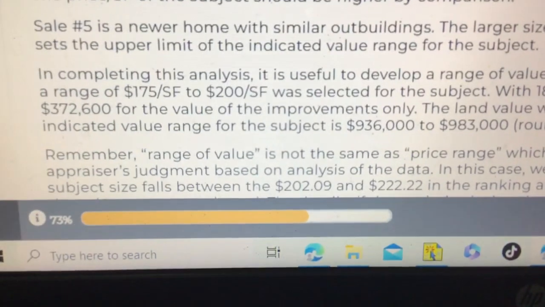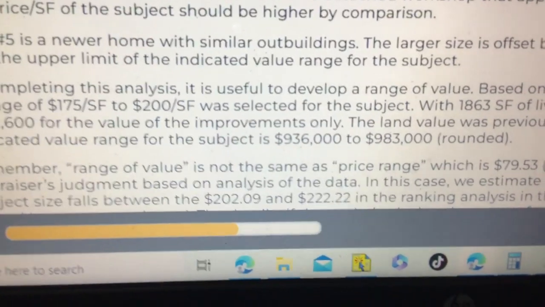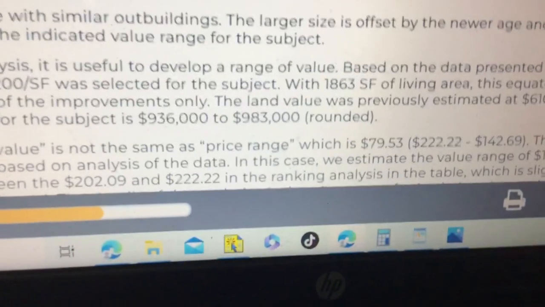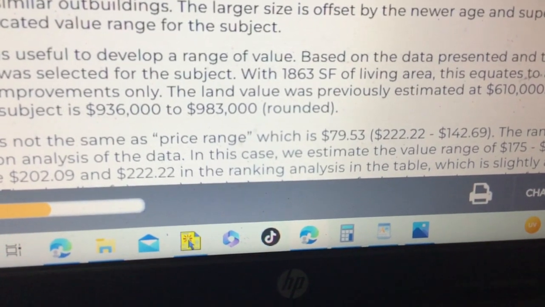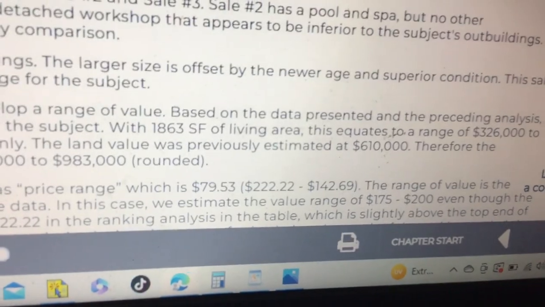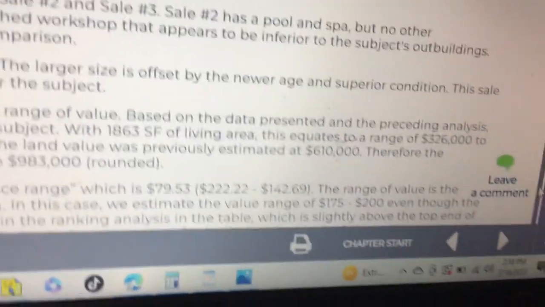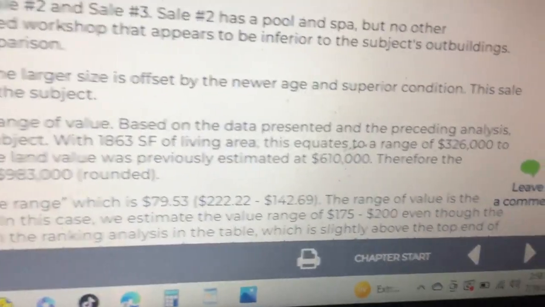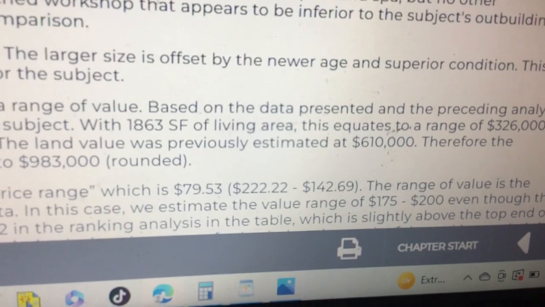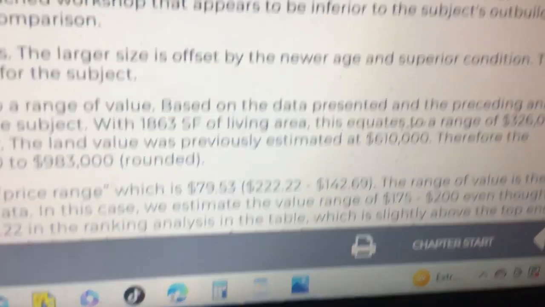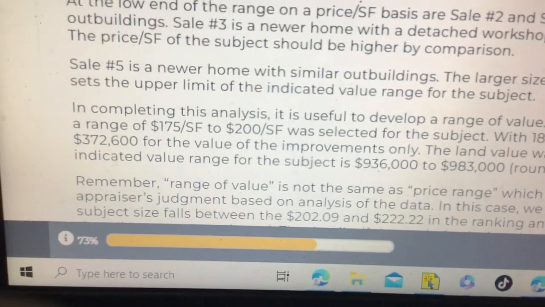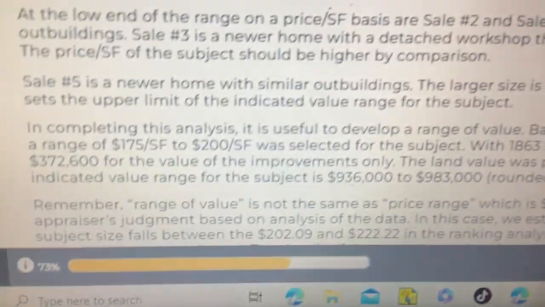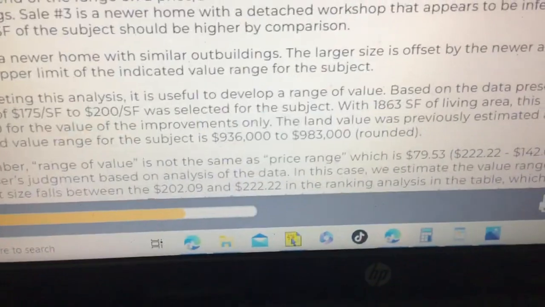Remember, range of value is not the same as price range, which is $79.53, and they got that number by subtracting $142.69 from $222.22. The range of value is the appraiser's judgment based on analysis of the data.